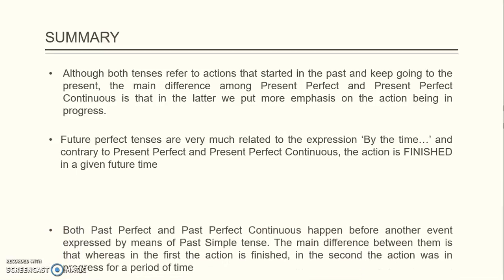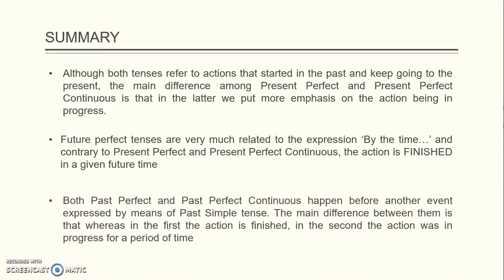The last part relates to past perfect and past perfect continuous. We can say that both happen before another event expressed by means of the past simple tense. The main difference between them is that whereas in the past perfect the action is finished, in the second the action was in progress for a period of time.